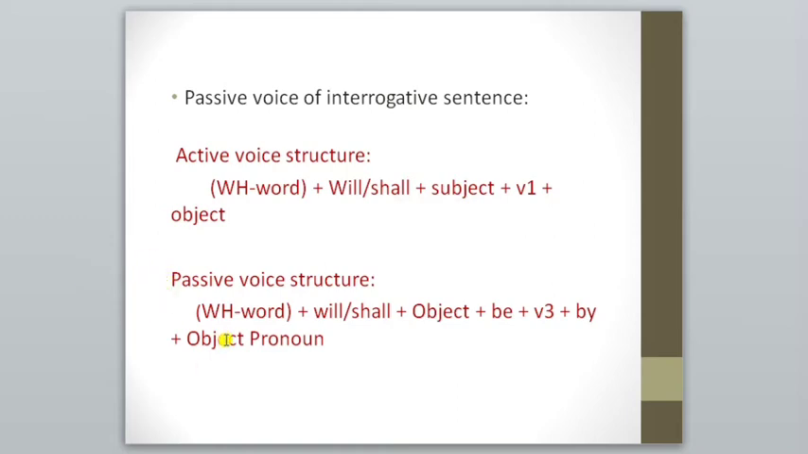Now the passive voice. In the beginning of the passive voice, the WH word is written. If the question is a WH question, then write that same WH word here. Then will or shall, one of the two. Then object plus be plus past participle of the verb plus by plus object pronoun. Okay? Now we will see the sentences.